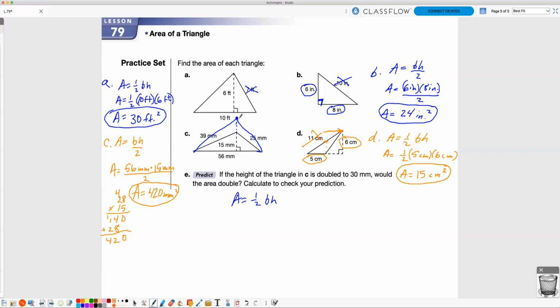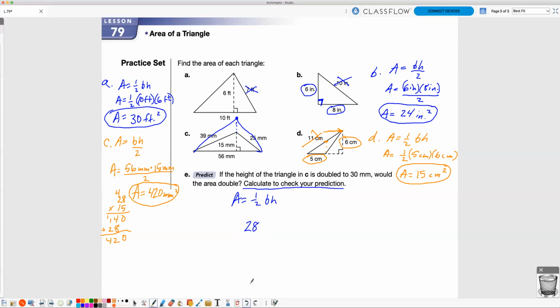I would predict no, personally. I would just look at it and say, well, that doesn't look like it's the same area, but let's see if it ends up being correct. In my prediction, it says calculate to check your prediction. So if the height is doubled, I can see that 15 is now 30. I've got 28 times 15 now, or sorry, not 28 times 15, but 28 times 30, let's see what happens there.